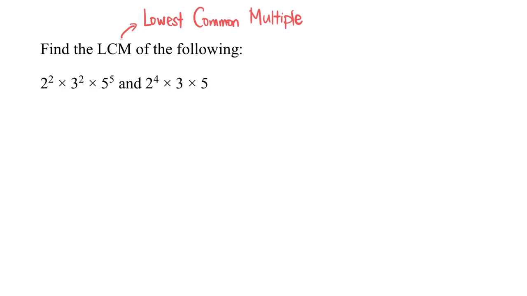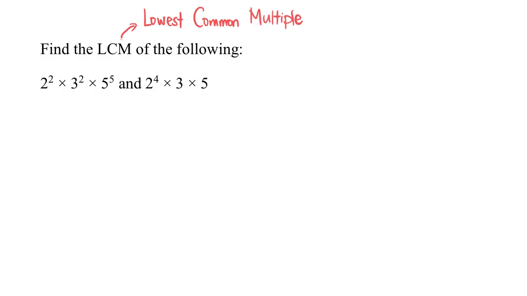Hello everyone, welcome to this math video where we are required to find the LCM, lowest common multiple, of the following that is given in index notation and in their prime factorization form. And so, all I have to do is to compare each prime factor for lowest common multiple.